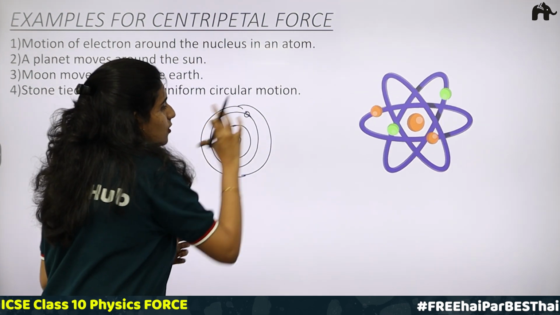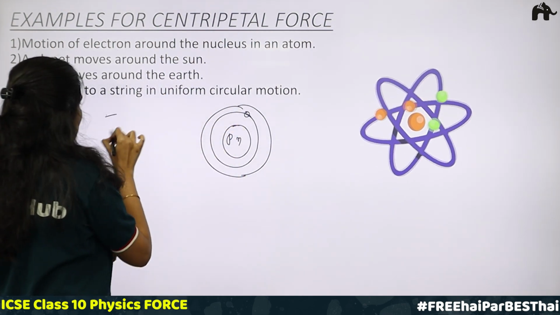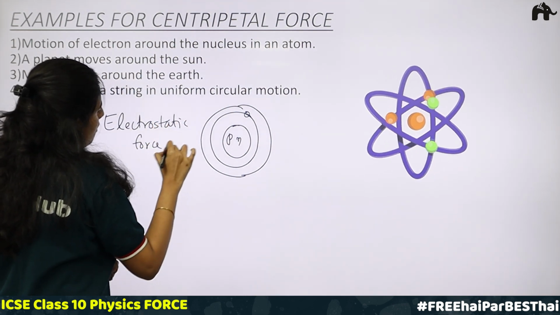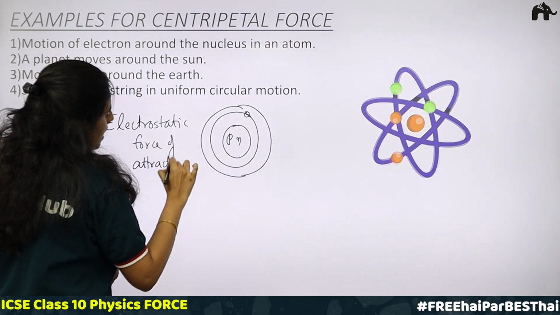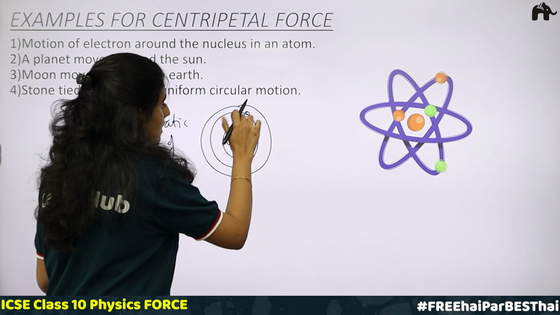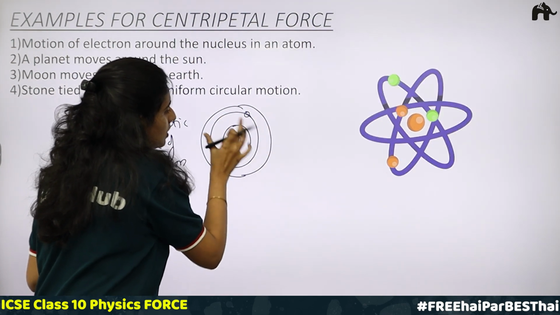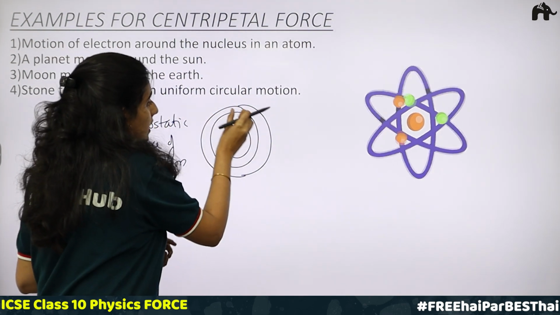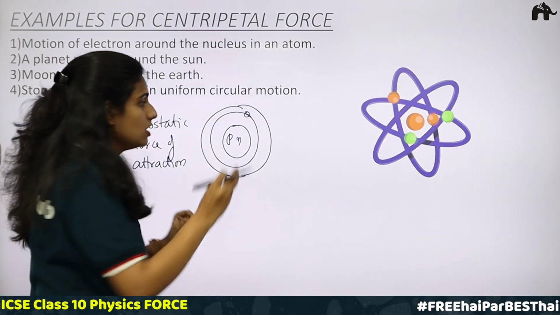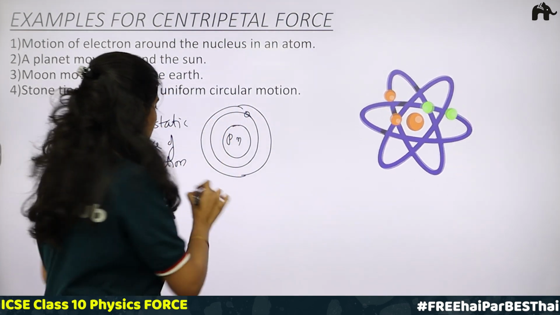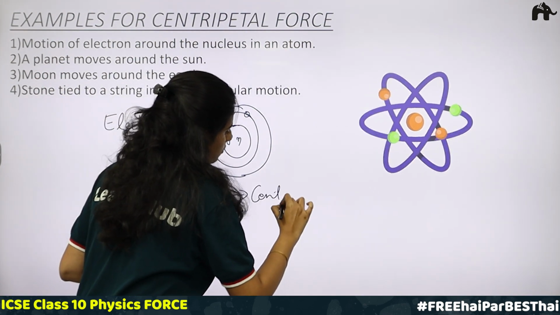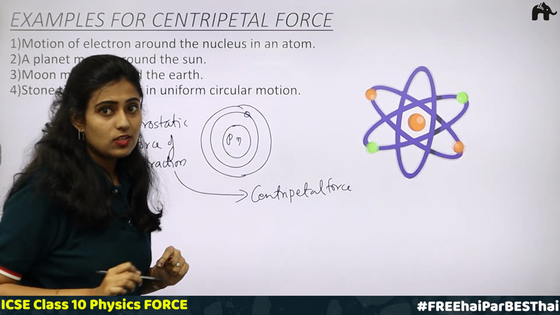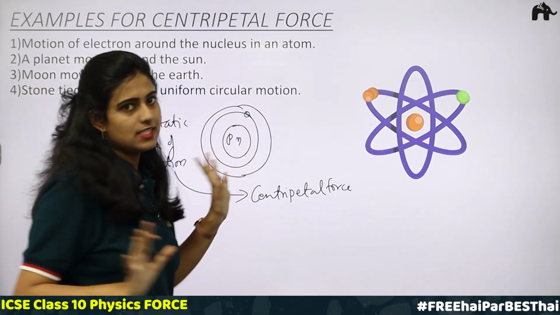What do we call this force of attraction? Electrostatic force of attraction. So, this electrostatic force of attraction will help electrons to move around the nucleus in circular orbit. It is creating centripetal force in this case. Okay. So, here the electrostatic force of attraction between the nucleus and the electrons will create the required centripetal force, and this centripetal force will help the electrons to move around the nucleus in circular orbit. So, this is your first example.